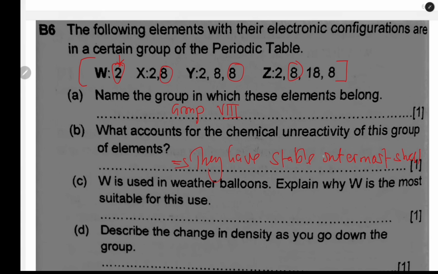W is used in weather balloons. Explain why W is most suitable for this. So W is helium because it's the first one in the group.